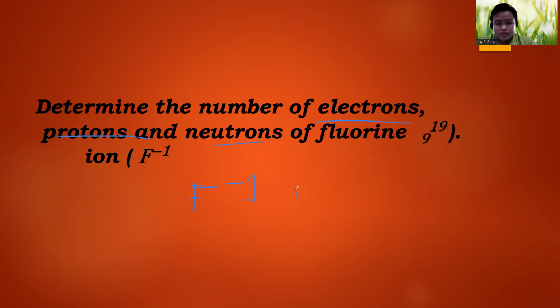So for protons, how many protons do we have? Still, for protons, we have nine protons. Since it loses electrons, oh sorry, it's gaining electrons. Since it gained electrons, this is gained electrons of one. So how many electrons do we have? You gained electrons, so you're having 10 electrons.